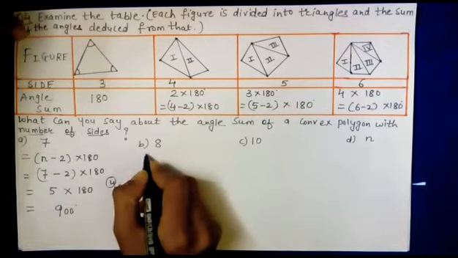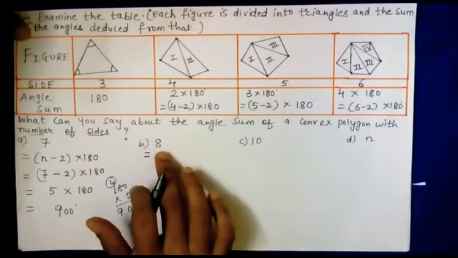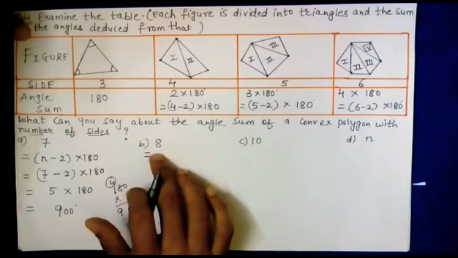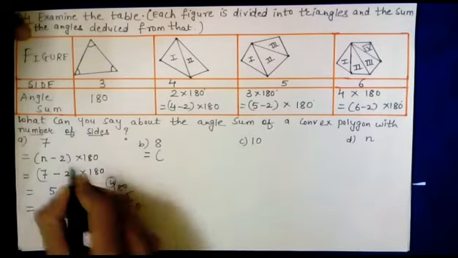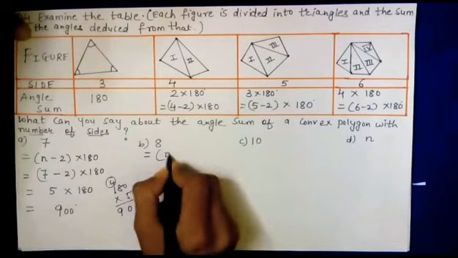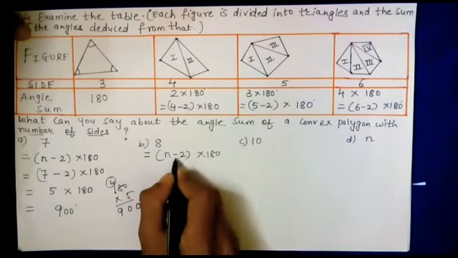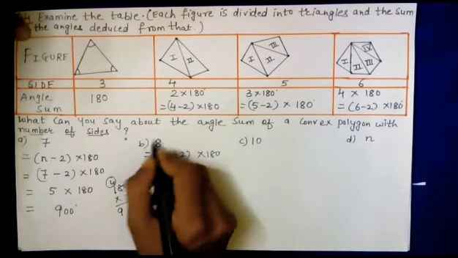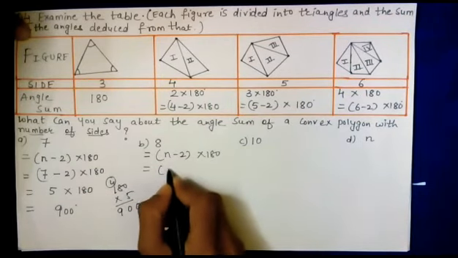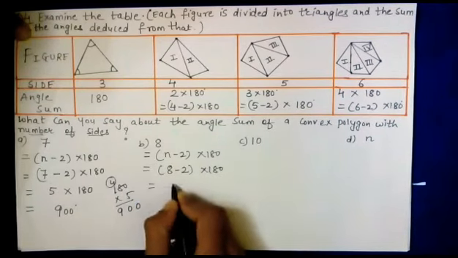Now coming here, next is 8. So if the number of sides is given to you as 8, then what will be the angle sum of that polygon? That again we need to find out. The same formula we will use, (n minus 2) into 180. Number of sides minus 2, and that multiplied by 180. So what is our n? This value we have to keep, which is given in the question. So (8 minus 2) into 180. So 8 minus 2 will be 6.